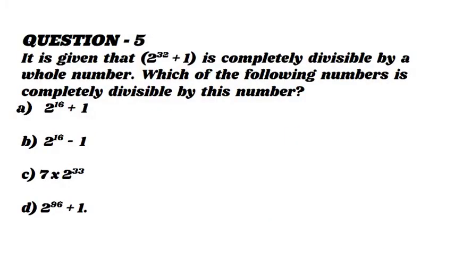So our next question, question number 5, is: it is given that 2 raised to the power 32 plus 1 is completely divisible by a whole number. Which one of the following numbers is completely divisible by this number? Here we are not provided the whole number, but it is given that this number has been divided by a whole number, but we don't have any information here.